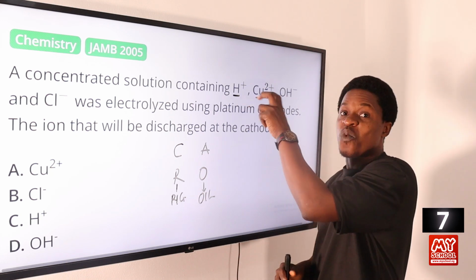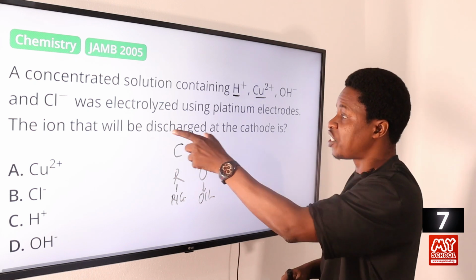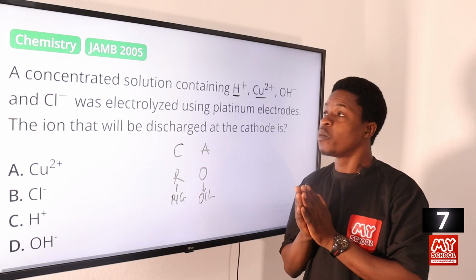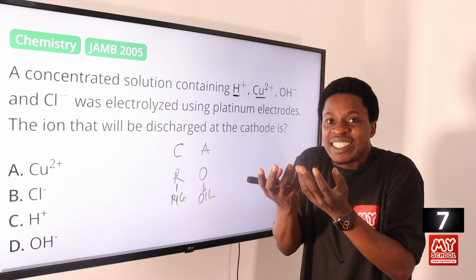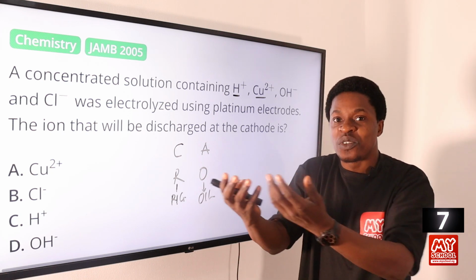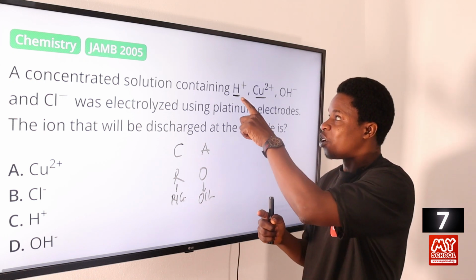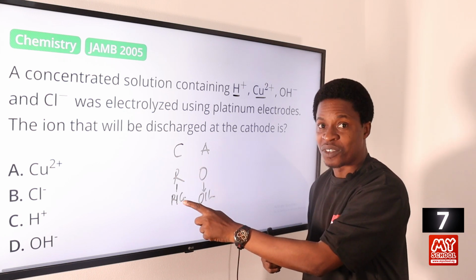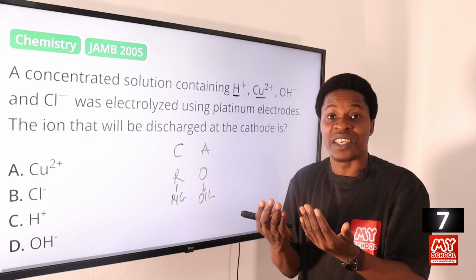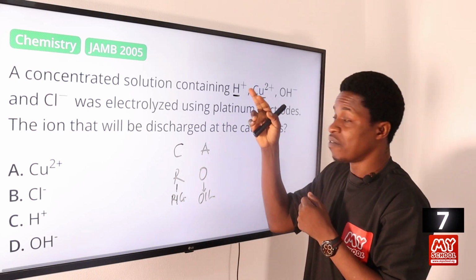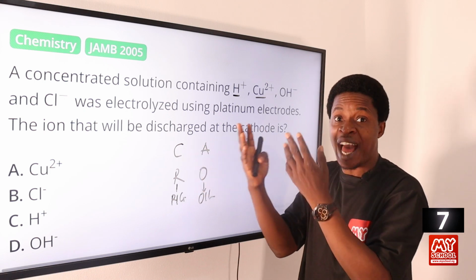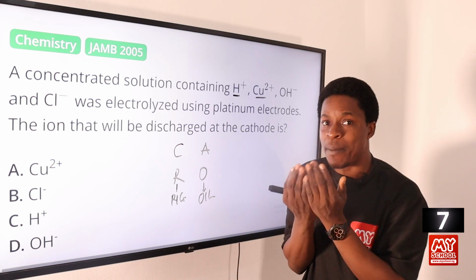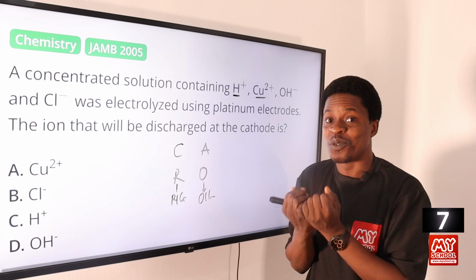Now between these two, which one is going to get discharged at the cathode? Usually what we do is this. In the electrochemical series, we are looking at which one requires a lesser amount of energy to gain electrons. Don't forget, reduction takes place at the cathode, and reduction is gain of electrons. Both of them definitely have the tendency to gain electrons because they are positively charged cations moving toward the cathode, but one requires a lesser amount of energy to gain electrons.